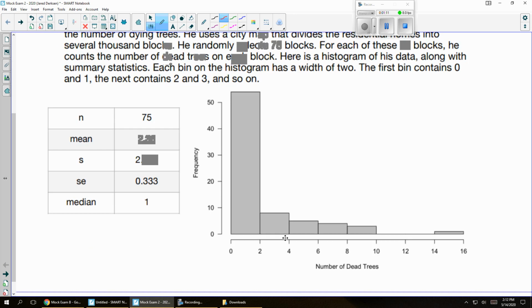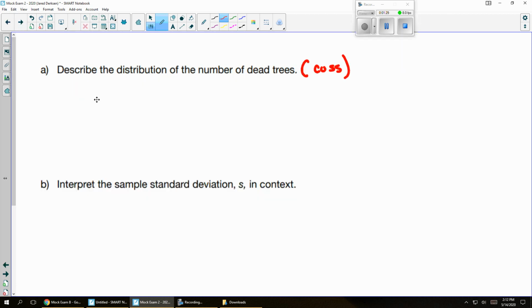The center is somewhere in here. It's very right skewed. This appears to be an unusual observation. And the spread is from 0 to 15. You could say that most of the data is down here with this outlier. So let's see how we could write that up.